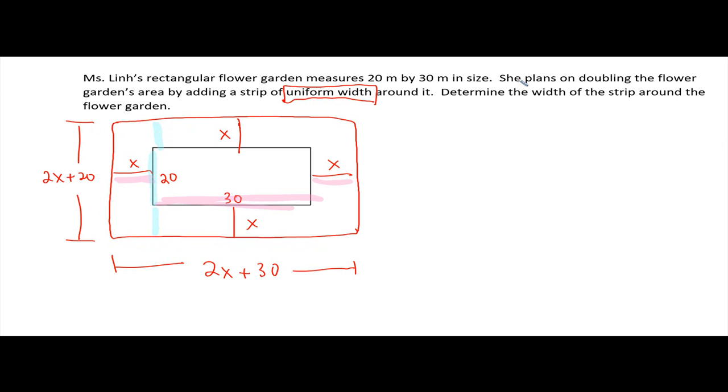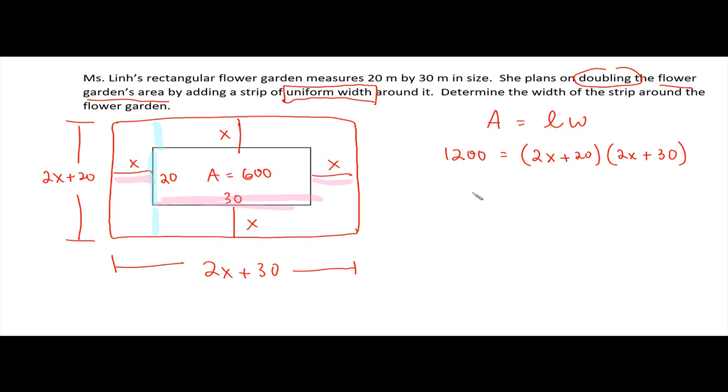And then it says that she plans on doubling the flower garden's area. So whatever the area was before, she's going to double it. So the area before she made it bigger is 20 times 30, which gives us 600. So let's set everything up. We have the area is equal to the length times the width. So the area of the new bigger rectangle is going to double. That means the area will be 2 times 600, which is 1,200, equal to the length times the width. So our two sides are 2x plus 20 and 2x plus 30.